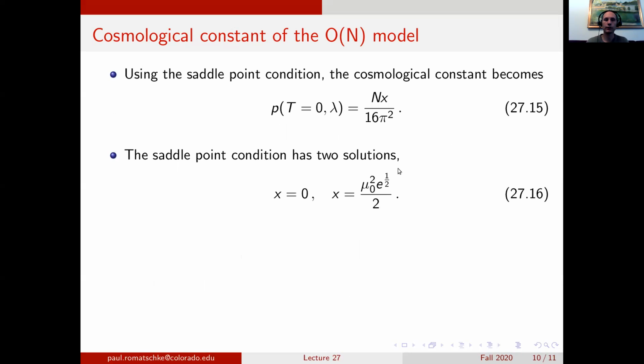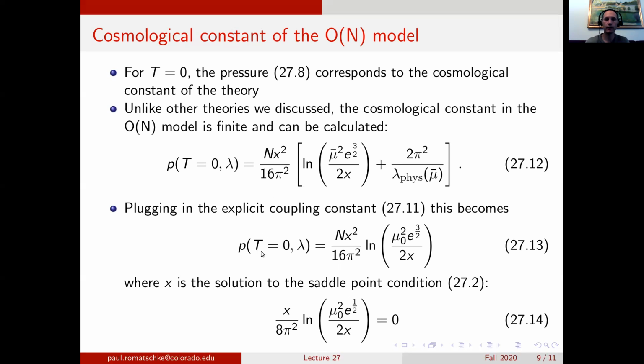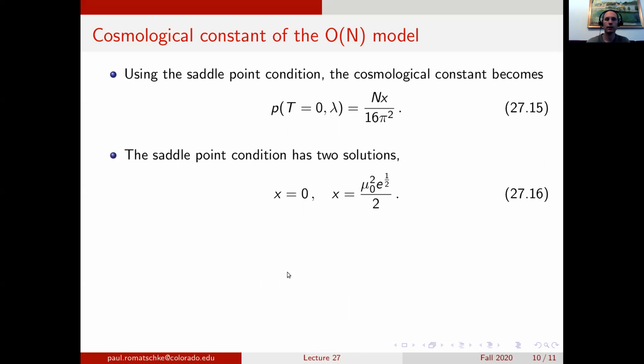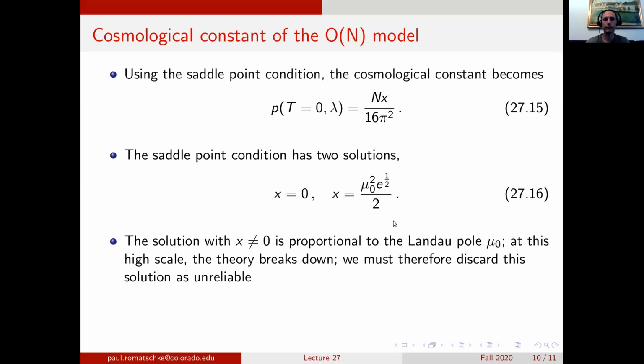The saddle point condition itself has two solutions. One of them is x equals 0, and the other one is x being such that the argument of the logarithm vanishes, x equals mu naught squared e to the 1/2 over 2. The solution x that is non-vanishing is proportional to the lambda pole. So basically, this is a very high energy scale. It is proportional to the lambda pole itself.